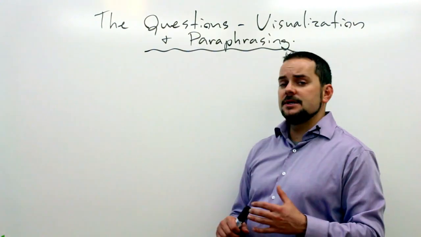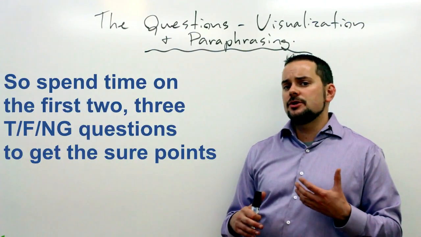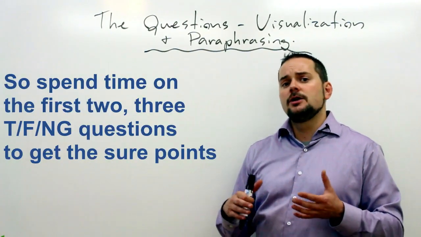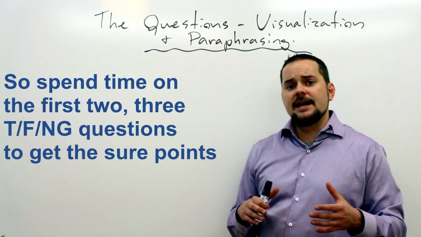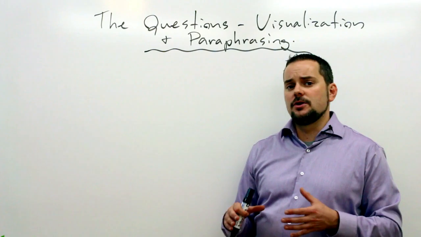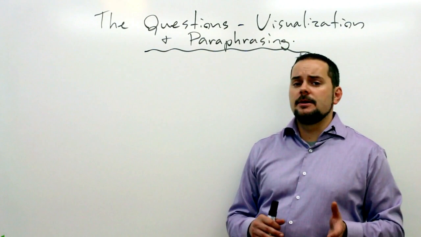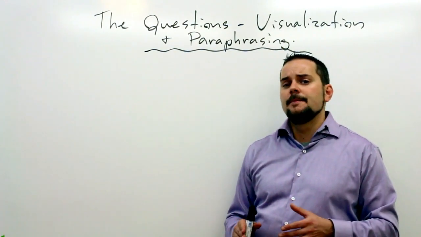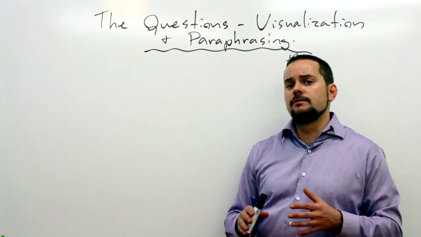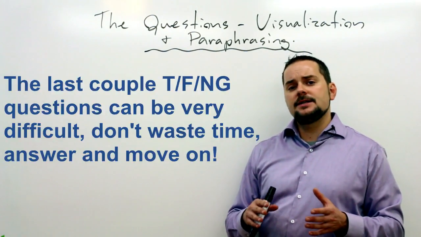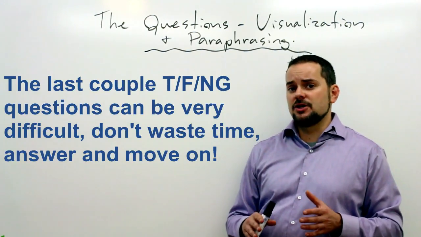So that means that if you want to spend some time to make sure that you got an answer correct, you should spend time on the first 2, 3 true, false, not given questions, and don't worry too much about the last 1 or 2 true, false, not given questions. I mean, do your best, give an answer, and then move on to the next questions. This is because in many cases, the last 1 or 2 true, false, not given questions are testing for level 7, 8, or even 9 IELTS proficiency.